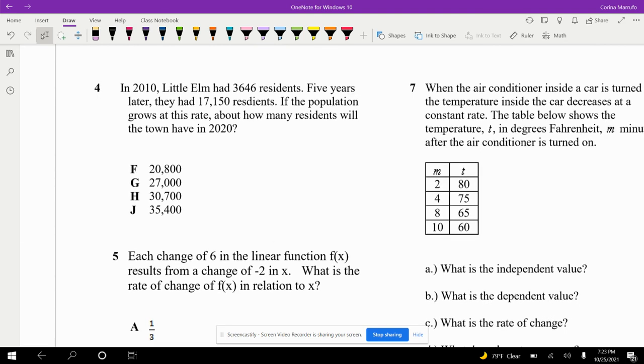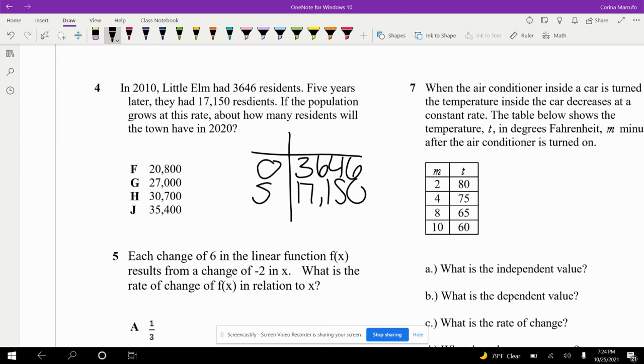Okay, number 4. It says in 2010, Little Elm had 3,646 residents. 5 years later, they had 17,150 residents. If the population grows at this rate, about how many residents will the town have in 2020? Okay, so let's make a little table. In 2010, that's 0 years later, and there it is at 3646. That's the start. Then it says 5 years later, it is 17,150. So it grew pretty quickly.